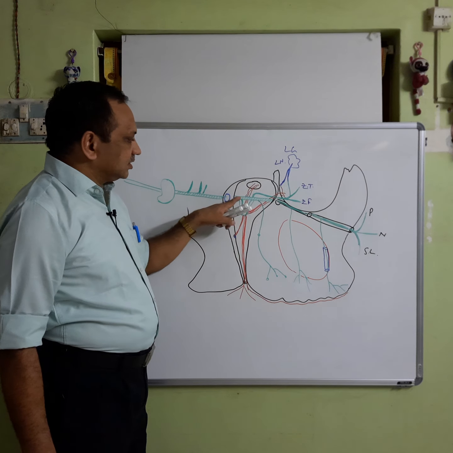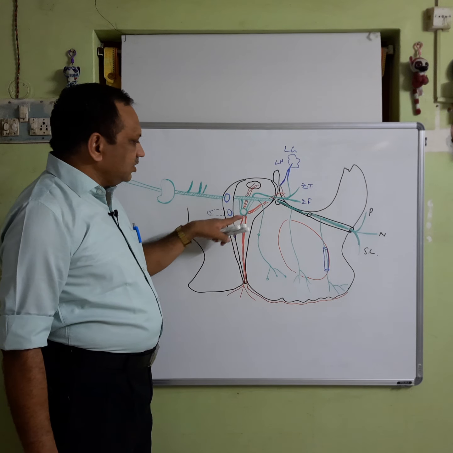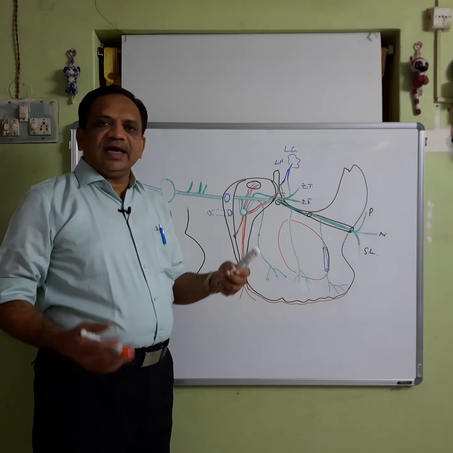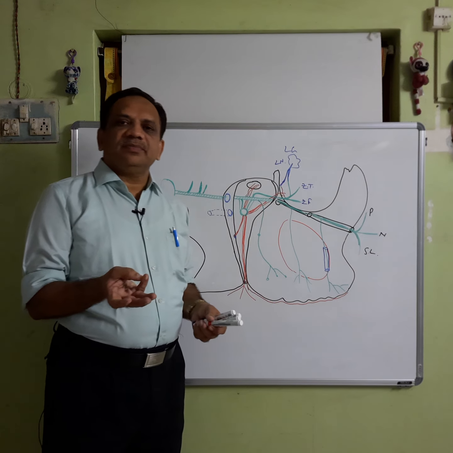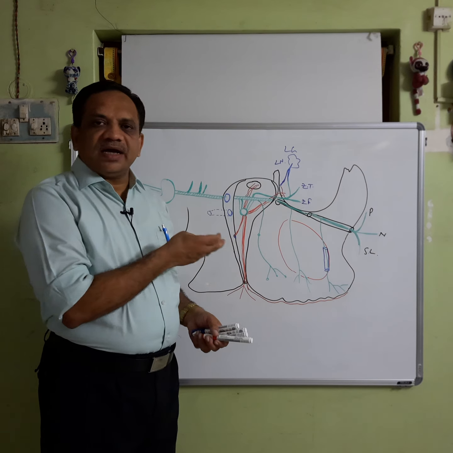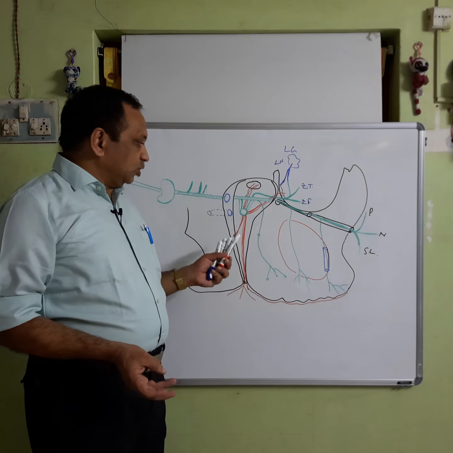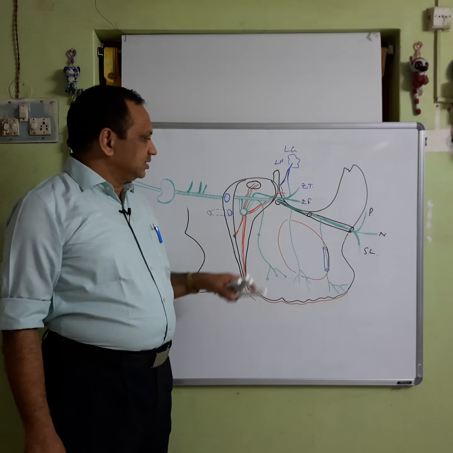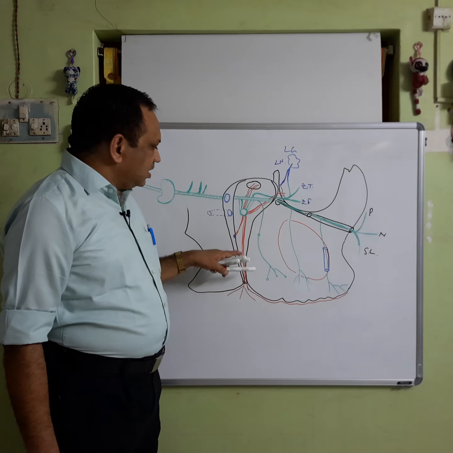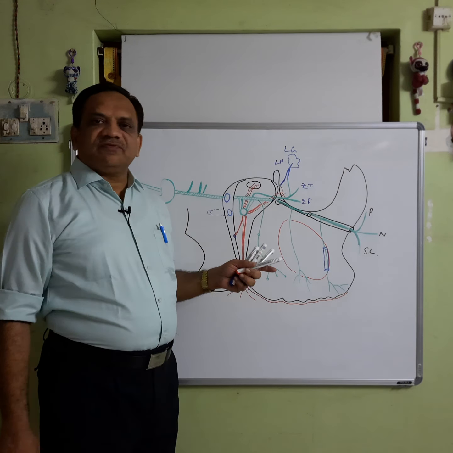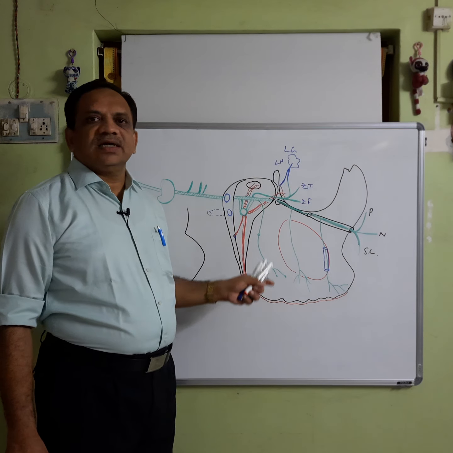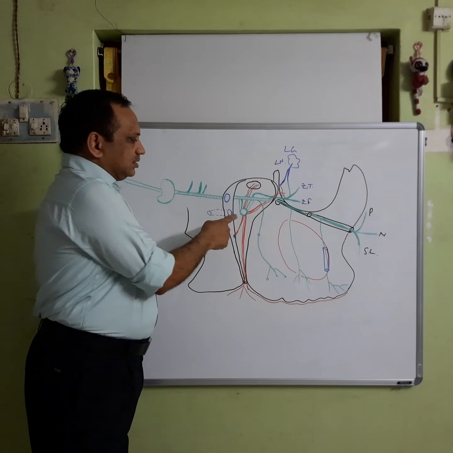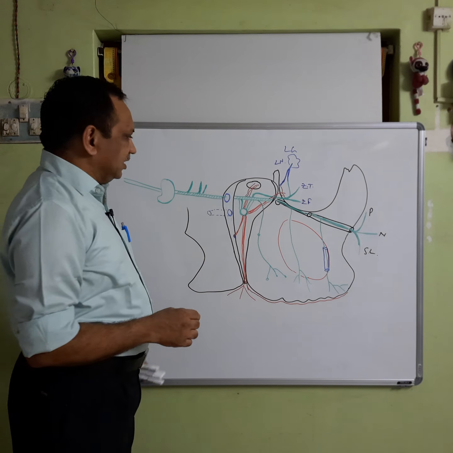So, all these branches, that is the orbital branches, nasal branches, pharyngeal branch and the palatine branches, they carry sensory fibers for the maxillary nerve, postganglionic secretomotor fibers to the palatine glands, the nasal glands, and sympathetic fibers to the nasal glands and the palatine glands. So, how the connections are there, we will see.